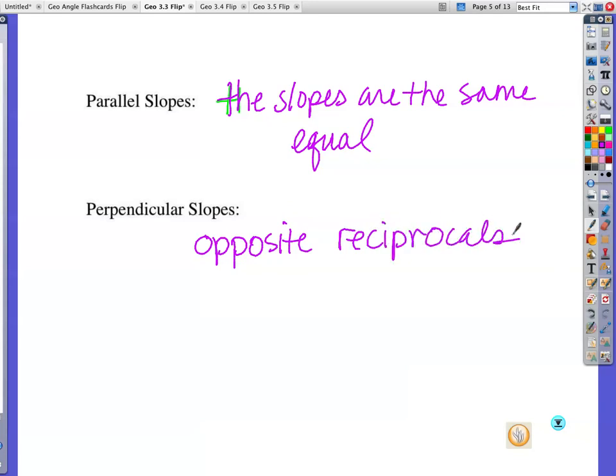Okay, so with parallel slopes, if you've got a slope of 2, then the other line would have a slope of 2. But with perpendicular, I call them opposite reciprocals. Basically, if I multiply my slopes, you're going to get -1. Usually we don't try to do that every time. I'm going to give you a slope, 3/7. The perpendicular slope to 3/7 would be negative. That's the opposite. And then the reciprocal would be 7/3.